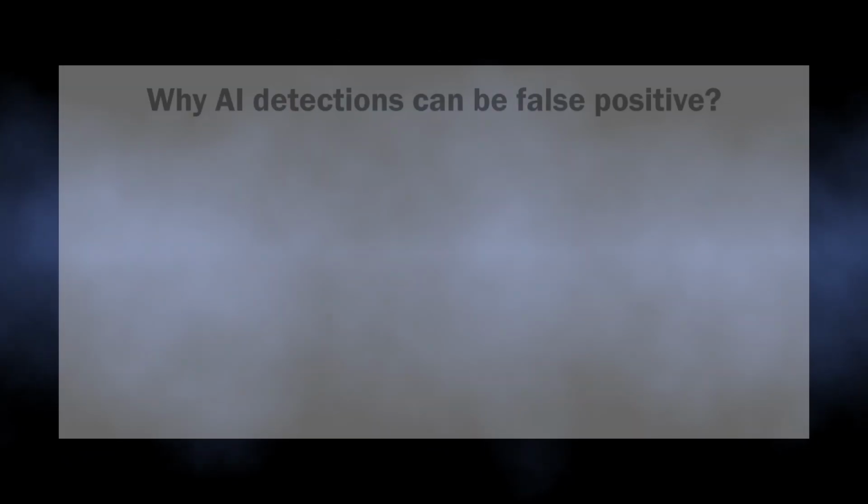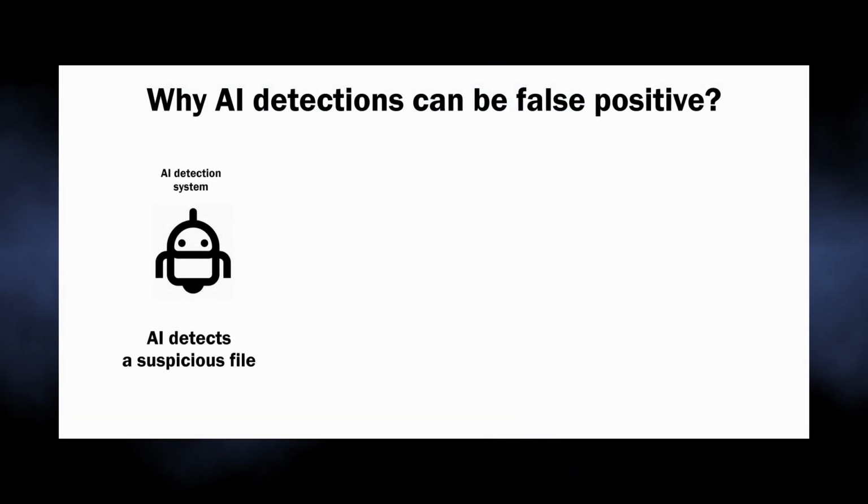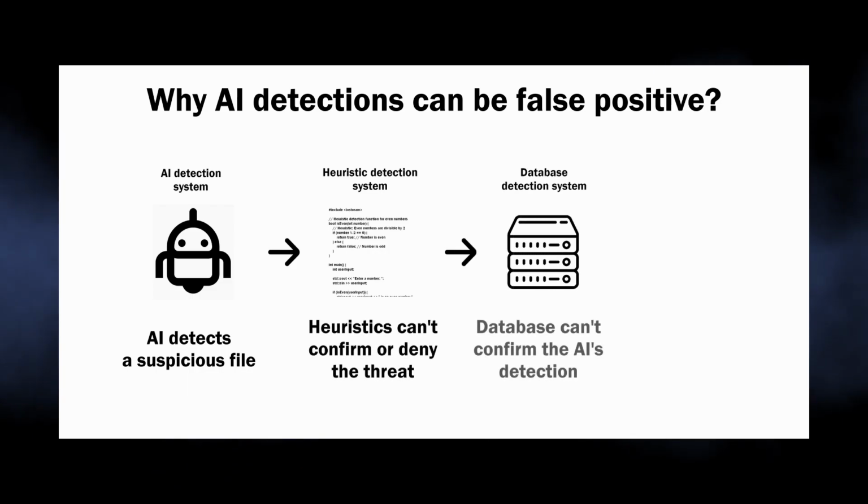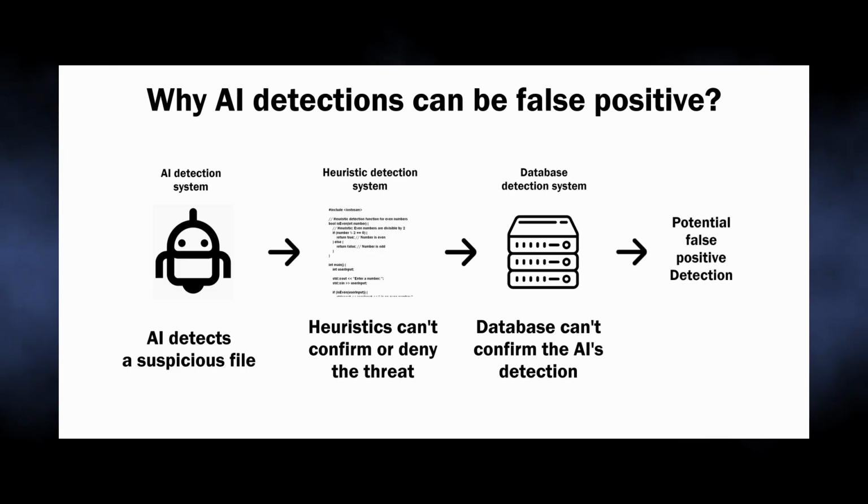False positives are not a rare occurrence for AI detection systems, especially when other elements of the antivirus engine cannot say whether the file the AI detected is dangerous or not. And the detection name implies that this is exactly what has happened. Checking whether the detection is false or not is easy and complicated simultaneously. Everything boils down to the file location.